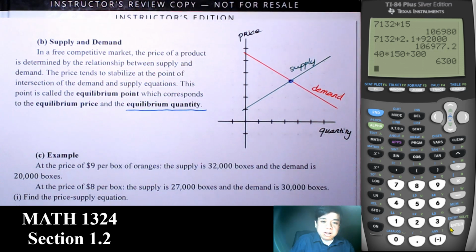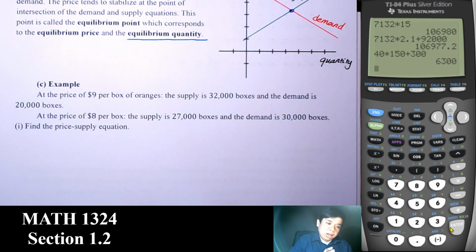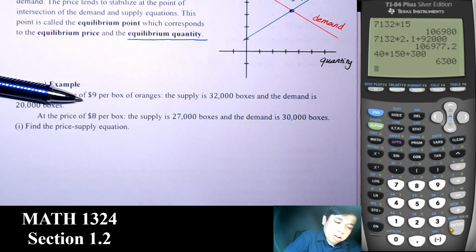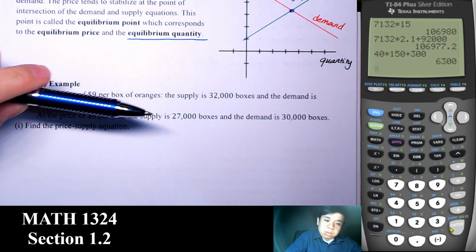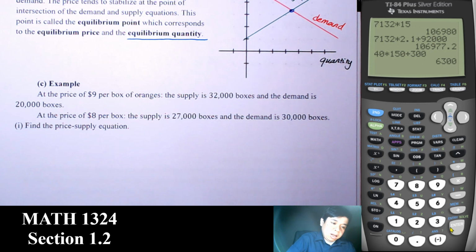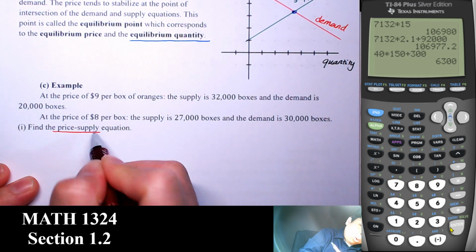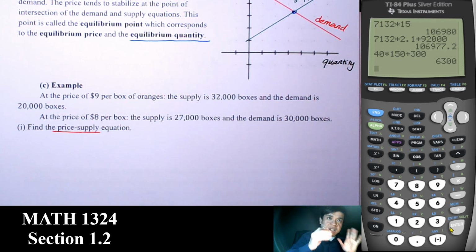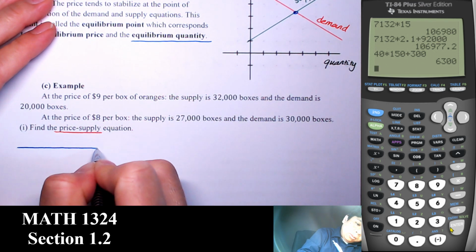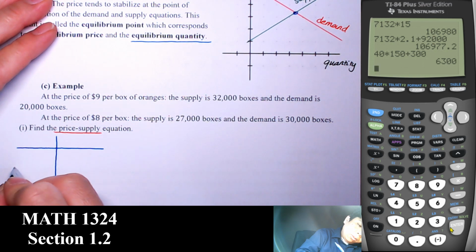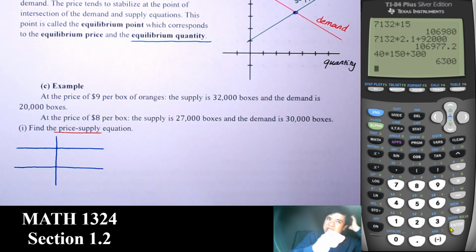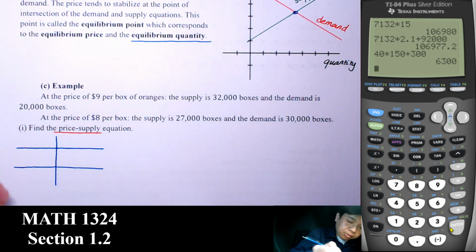Right. So let's look at an example here. At the price of $9 per box of oranges, the supply is this and the demand is that. At the price of $8, the supply is this and the demand is that. Find the equilibrium point. So first, find the price-supply equation. In that case, the quantity is X and the price is Y. So let's make a table. Of course, you can flip-flop price and quantity easily.